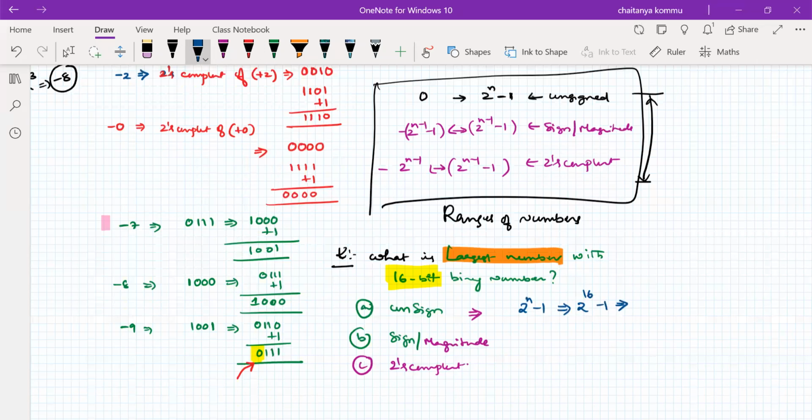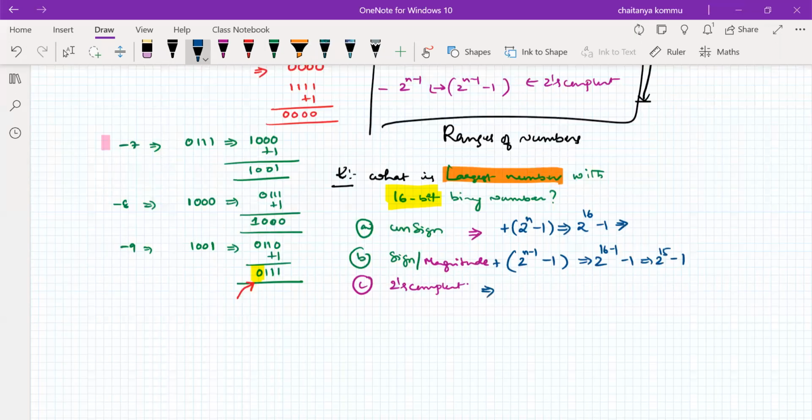What is 2 power 16? It is a very big number. We have to write that much value. Similarly, for sign magnitude representation, it is 2 power n minus 1, minus 1. For the largest number, I need to write only a positive number. Therefore, 2 power 16 minus 1, minus 1, which is equal to 2 power 15 minus 1. Please use the calculator and do this.